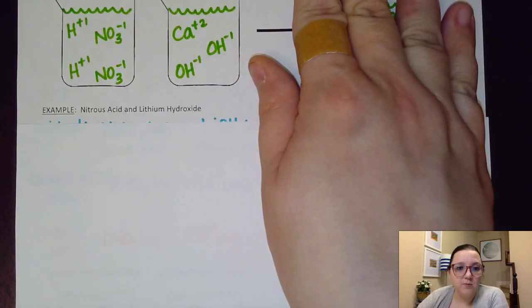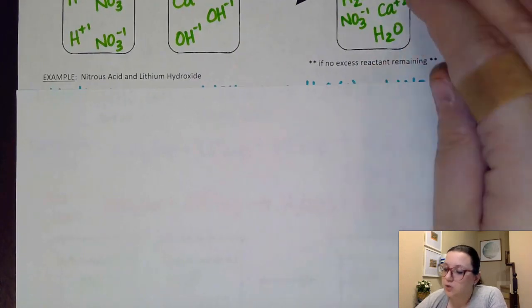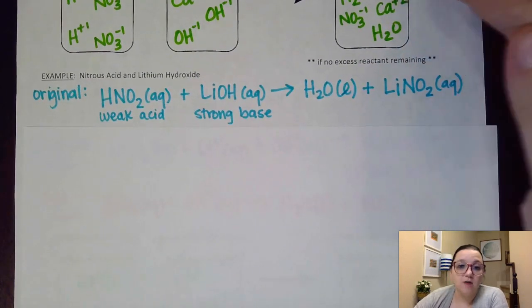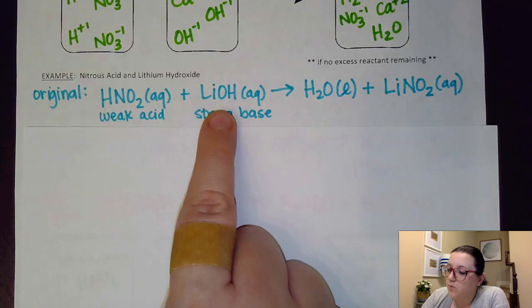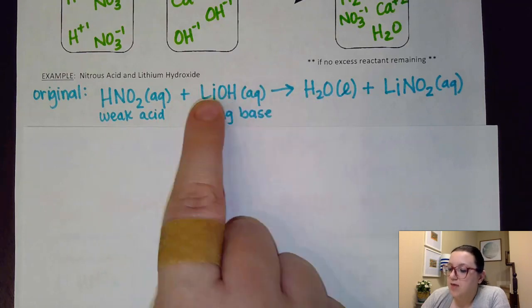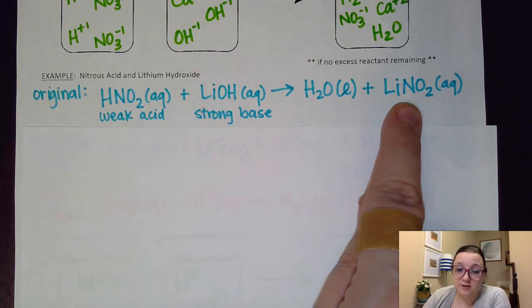Now this one, we had nitrous acid and lithium hydroxide. So I started off by writing my balanced equation. Again, I had a double replacement here. So the H and the OH would pair up to make water. The Li and the NO2 would pair up to make LiNO2, lithium nitrite.